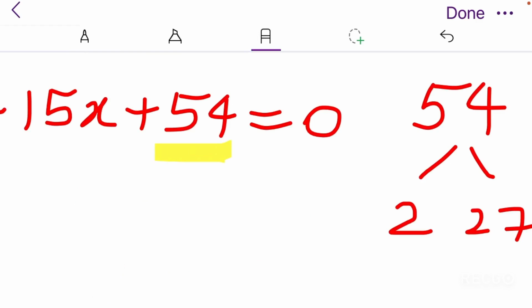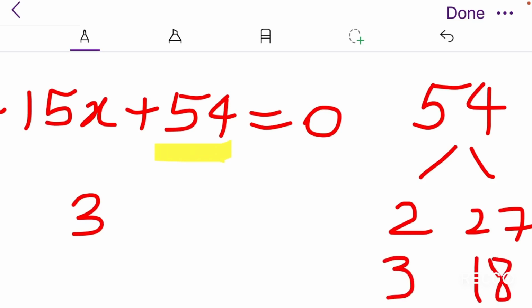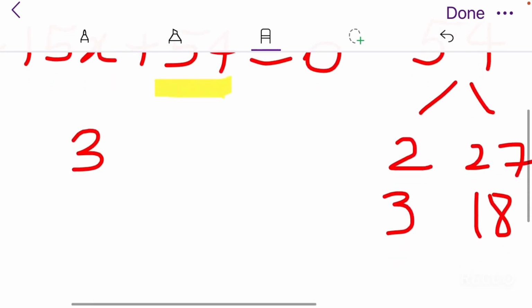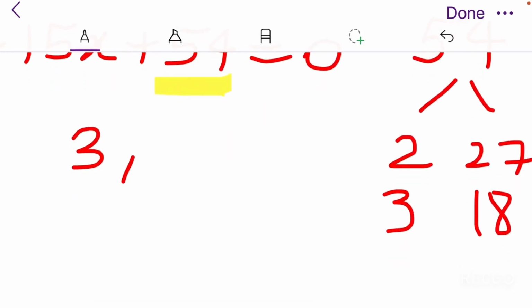Next, after 2 what comes? After 2 we have 3. Is 54 divisible by 3? Yes, 54 is divisible by 3. So 3 times 18 we get 54. Now we will check for the next number, that is 4. Is 54 divisible by 4? No, 54 is not divisible by 4. So we cannot take factors of 4. Is 54 divisible by 5? No, not divisible. Is 54 divisible by 6? Yes, because 6 nines are 54.